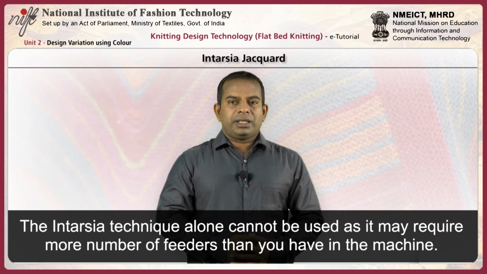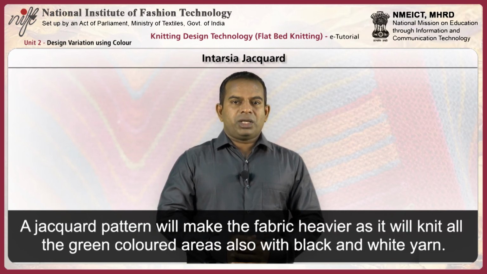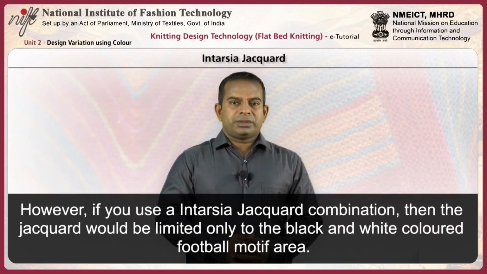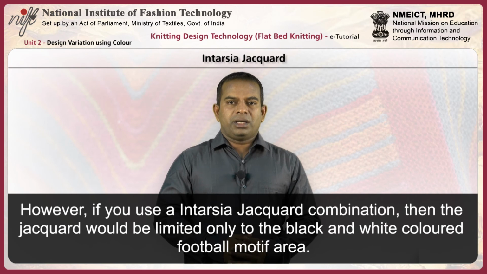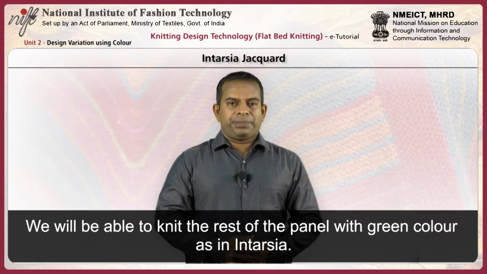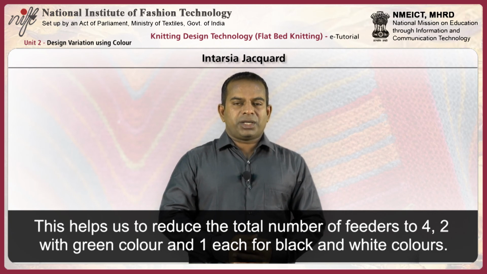The intarsia technique alone cannot be used as it might require more feeders than you have in your machine. A jacquard pattern will make the fabric heavier as it will knit all the green colored area also with black and white yarn. However, if we use an intarsia jacquard combination, then the jacquard would be limited only to the black and white colored football motif area, and we will be able to knit the rest of the panel with green color as an intarsia. This helps us to reduce the total number of feeders to 4: 2 with green color and 1 each for black and white colors.